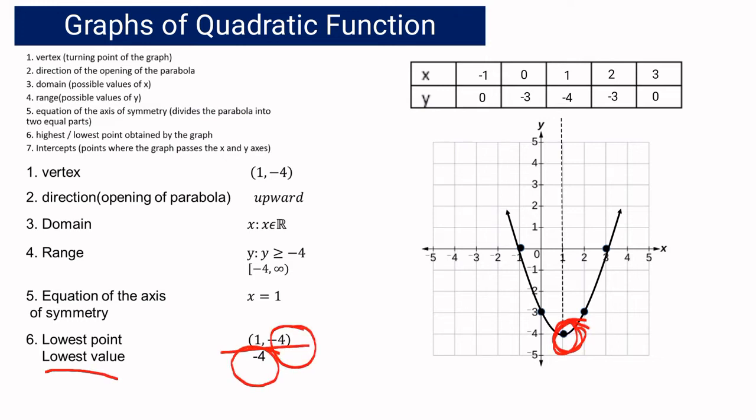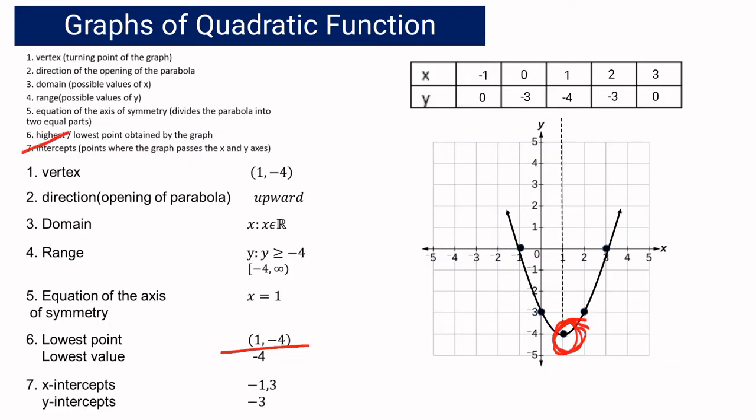The value of k here. Remember, we have y equals ax squared plus bx plus c. The value of the function is the value of y. That is why if you talk of the lowest value, this is the y-coordinate. So the lowest value here is negative 4. Can you still follow? Let us continue.